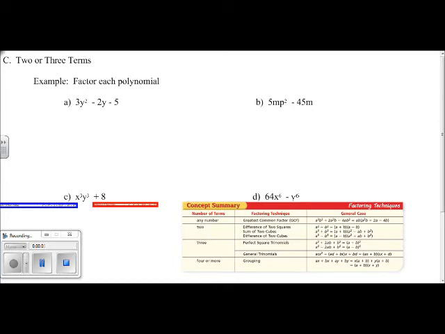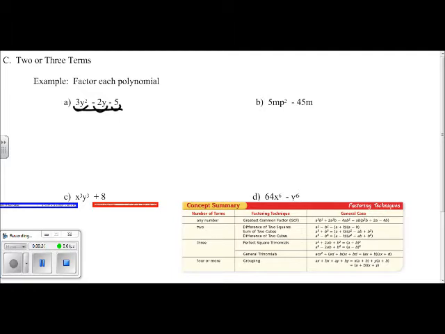Continuing on with our 5.4 lesson on factoring, now that we know the AC method, we're going to want to apply it to our example here. Now remember, the first thing to always do is to check to see if we can do factor by greatest common factor. And it looks like all of these we have the 3y squared, negative 2y, and negative 5.